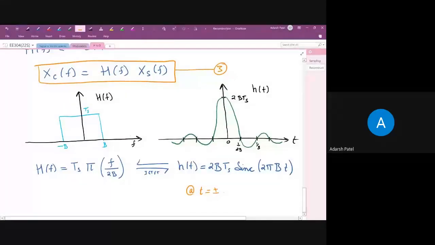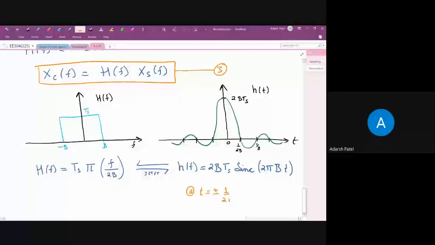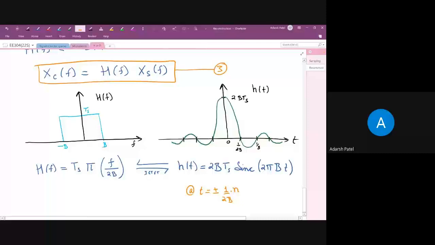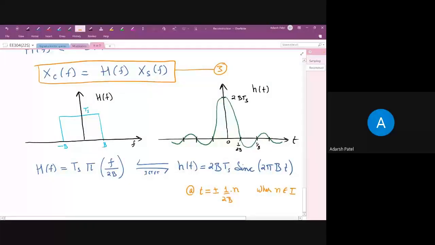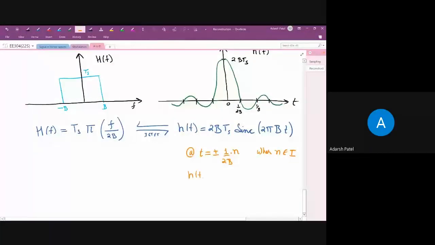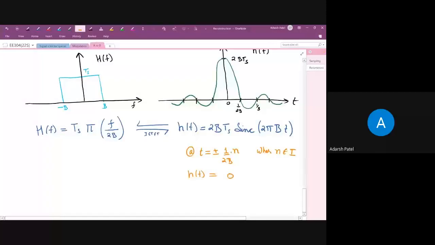at t equal to plus minus 1 upon 2b, or n times that, where n belongs to an integer, then in that case h(t) is what? h(t) is equal to 0. Then in that case h(t) is 0.